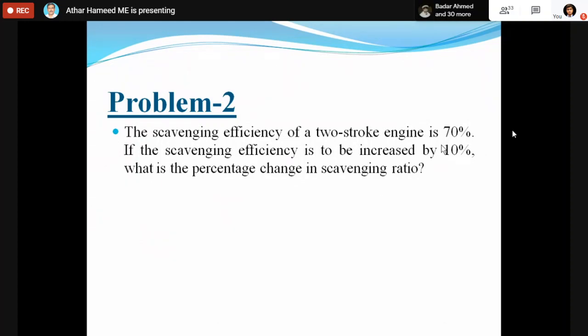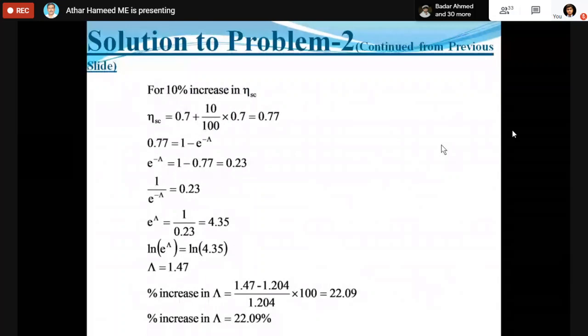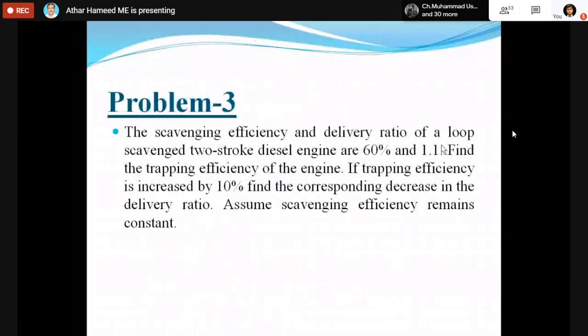So this is the second problem. And then the third problem is the scavenging efficiency and delivery ratio of a loop scavenged two-stroke diesel engine are 60% and 1.1. Find the trapping efficiency of the engine. सबसे पहले trapping efficiency निकालनी है. If trapping efficiency is increased by 10%, find the corresponding decrease in the delivery ratio.